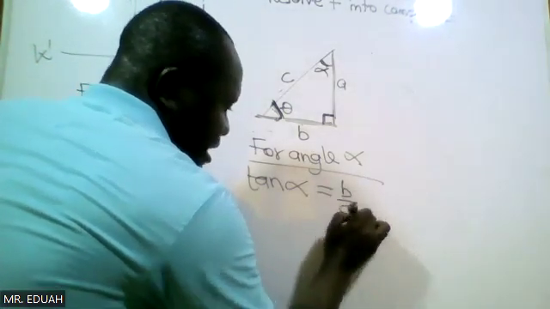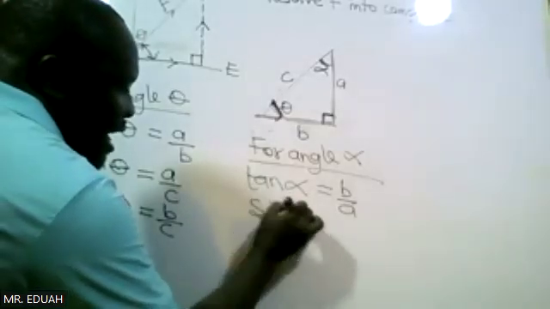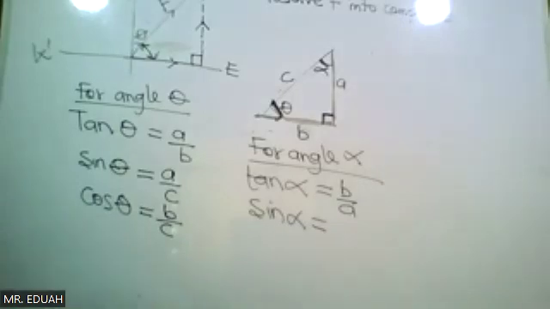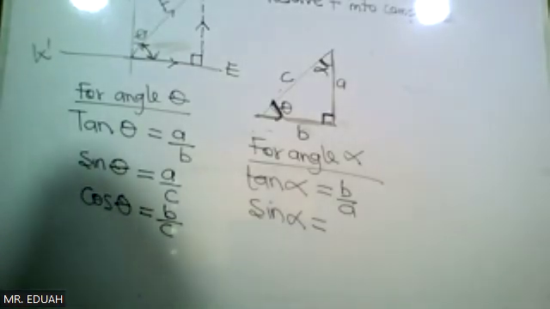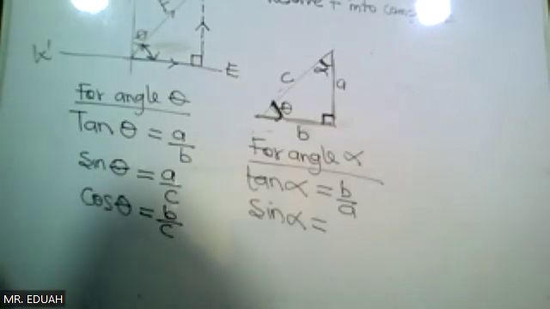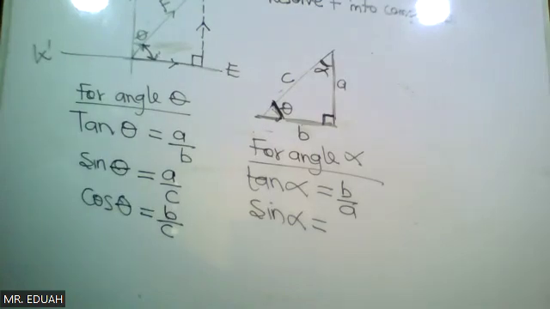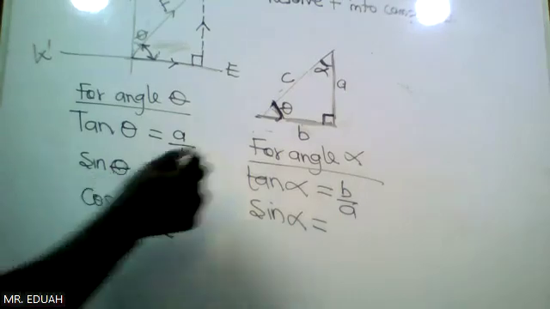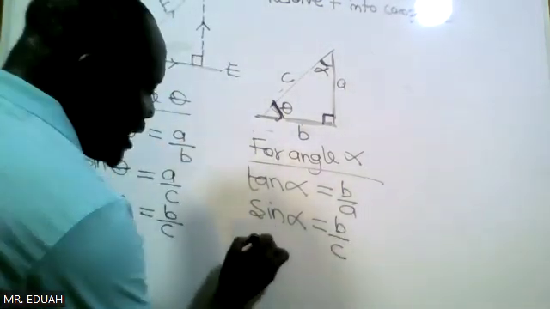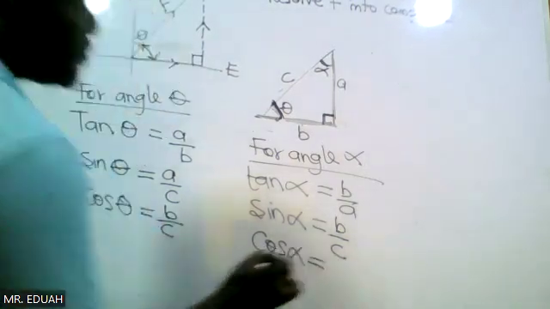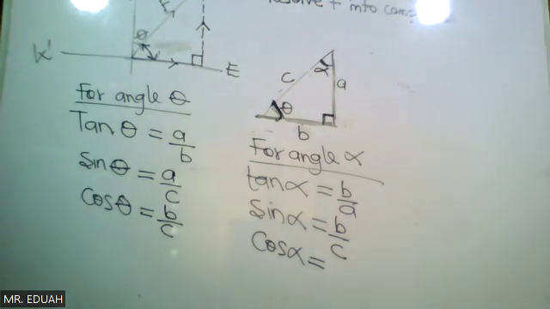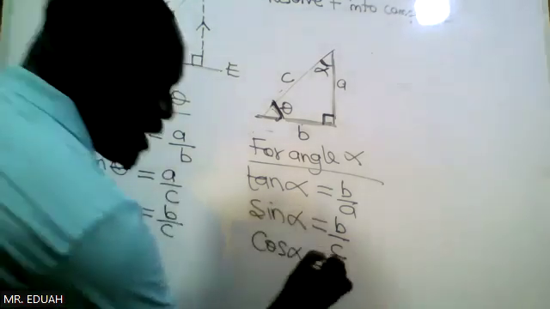Now sine alpha. Sine alpha is B over C. Then cos alpha is A over C.